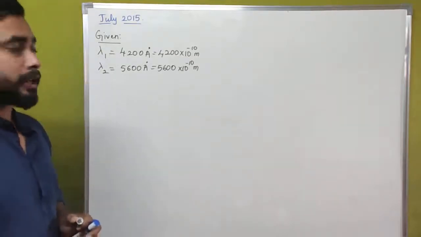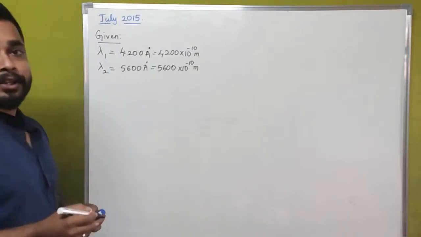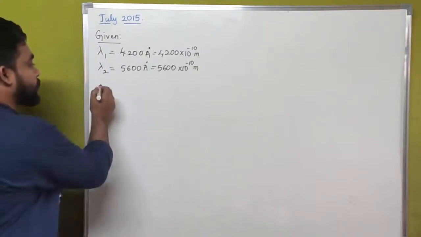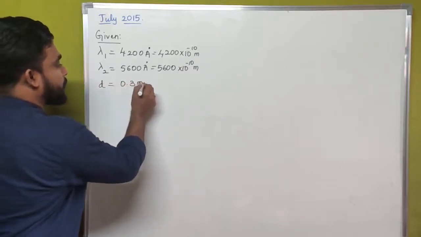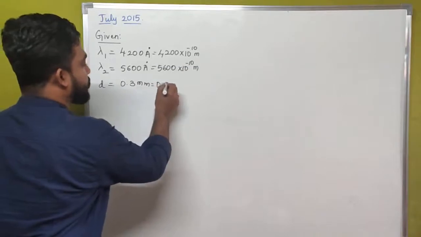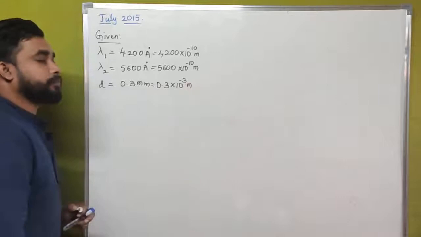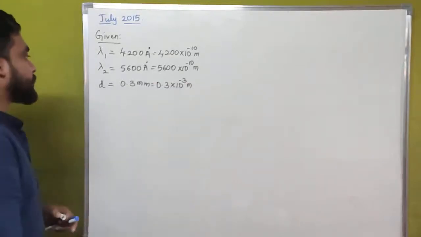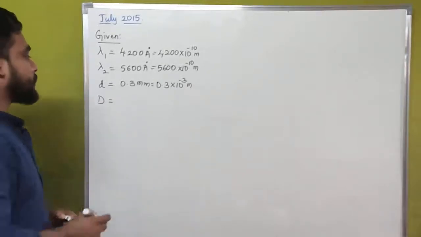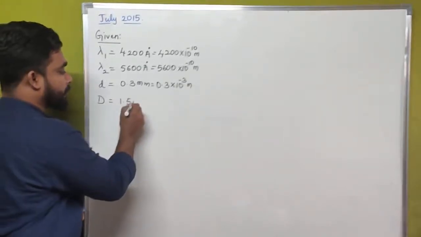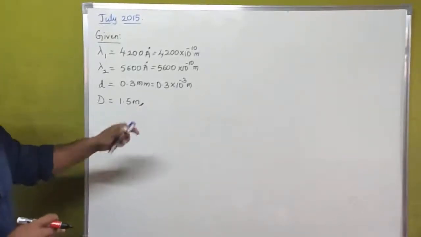And what are the other given data? The distance between the two slits, small d, is equal to 0.3 millimeter. Milli is nothing but 10 to the power of minus 3, so 10 to the power of minus 3 meter. And the distance between the slit and the screen, capital D, is 1.5 meter. The distance is already in meters, so there is no need of changing anything.